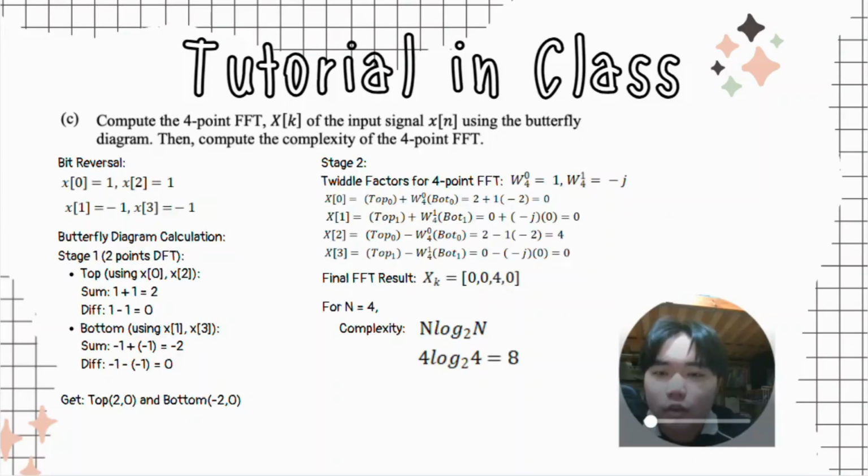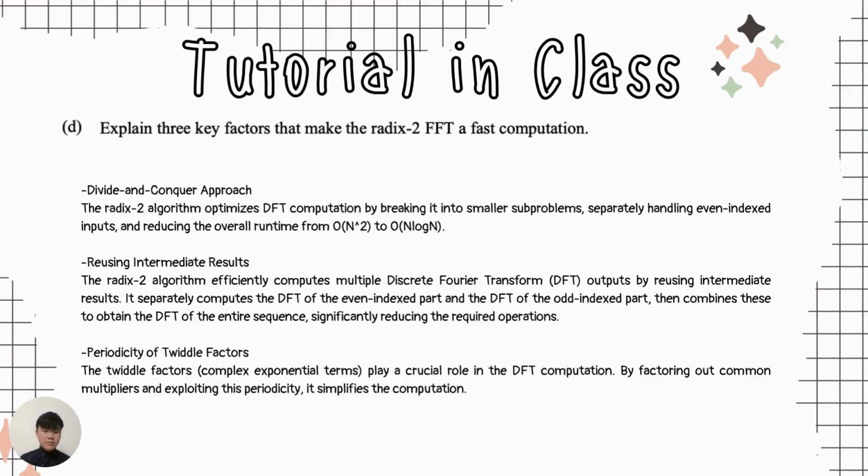Question C, compute the 4-point FFT X[k] with the given input signal using the butterfly diagram, then compute the complexity. First, we need to do the bit reversal and categorize into top and bottom. So the top uses x0 and x2 with the value of 1, and the bottom uses x1 and x3 with the value of -1. After calculating the sum and difference, we get the top equals 2, 0, and the bottom equals -2, 0. So for the twiddle factors for the 4-point FFT, W0 equals 1, and W1 equals -j. By substituting into the formula, the final FFT result X[k] equals 0, 0, 4, 0. And for N equals 4, using the complexity formula N log2 N, substituting the N value, we get the complexity equals 8.